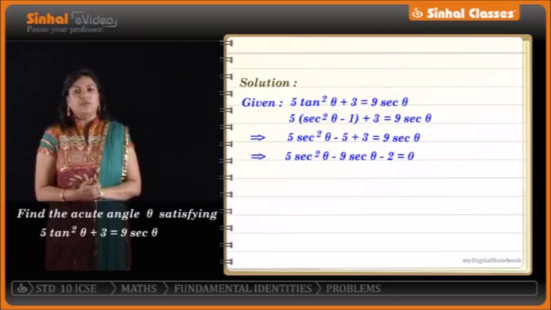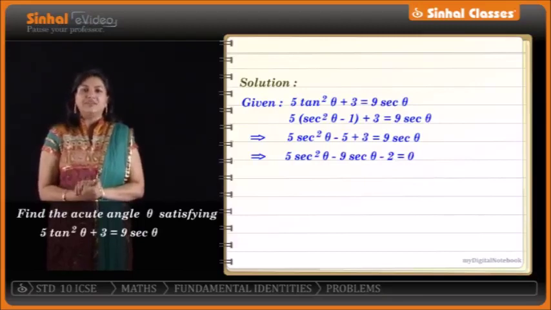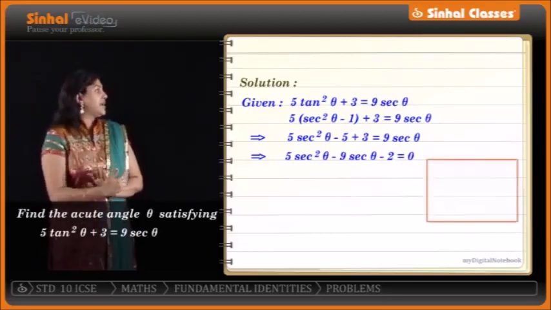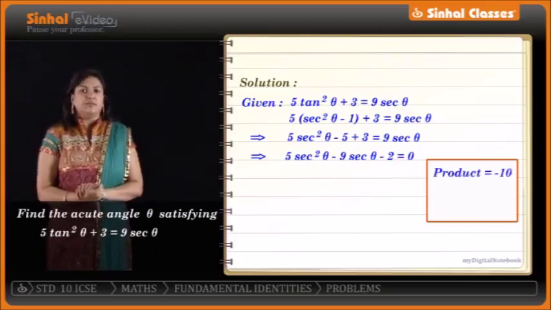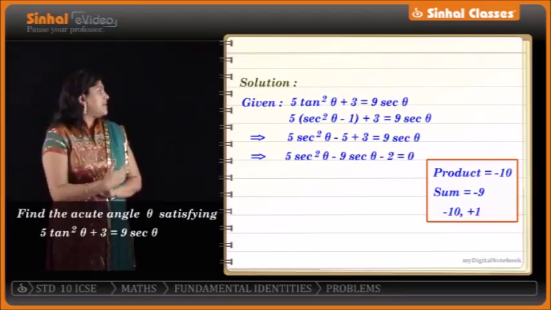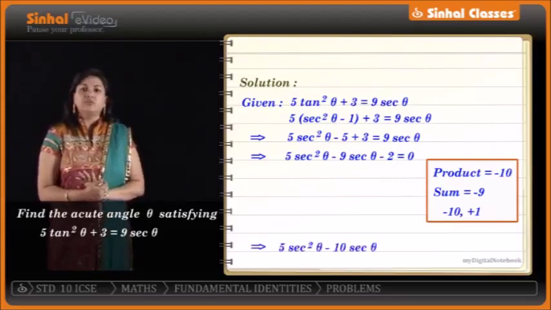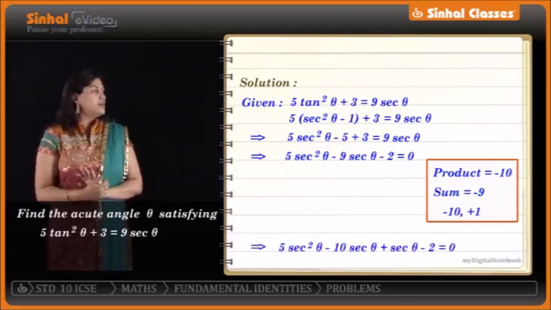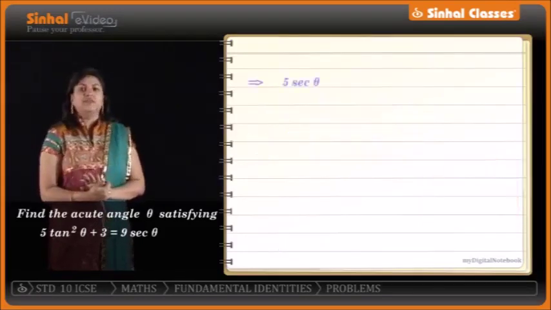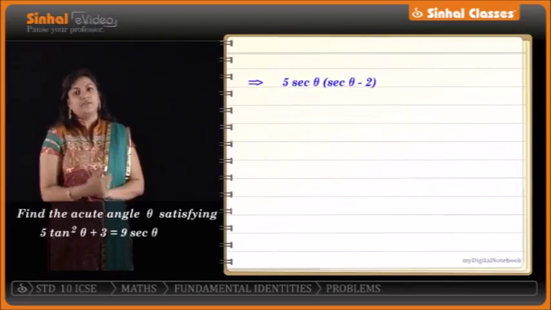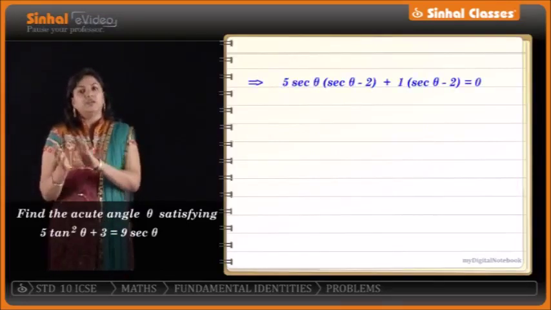equal to 0. Now we have a quadratic equation. We want to factorize this. So we want two numbers whose product is minus 10 and sum is minus 9. So let the numbers be minus 10 and plus 1. So we write the equation as 5 sec square theta minus 10 sec theta plus sec theta minus 2 equal to 0. Now from the first two terms, 5 sec theta common, we have (sec theta minus 2). From the last two terms, plus 1 common, we have (sec theta minus 2) equal to 0.